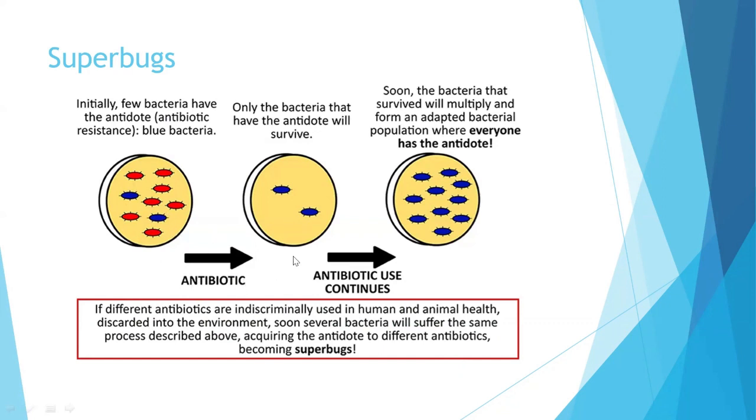Now, why the continuous antibiotic use? Soon the bacteria that survived will multiply and form an adapted bacterial population where everyone has the antibiotic resistance capacity. So if different antibiotics are indiscriminately used in human and animal health, discarded into the environment, soon several bacteria will suffer the same process described above, acquiring the antidote to two different antibiotics, and then they become superbugs.